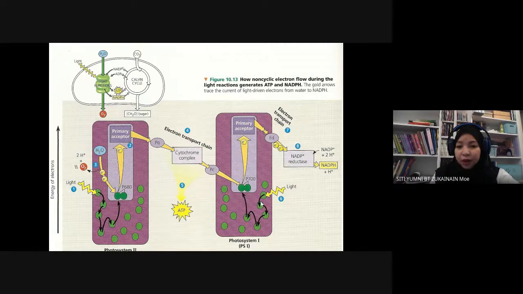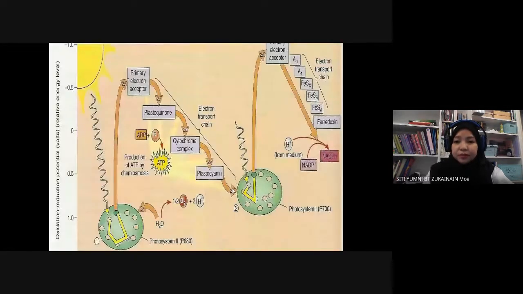While in photosystem 1, it's a cycle. It's a short circuit to produce ATP. When light strikes photosystem 1, chlorophyll A in photosystem 1 becomes excited and reaches the primary acceptor, and after that the electrons go to the ferredoxin, so that it will reach the cytochrome complex, again producing ATP, and via plastocyanin it returns back to P700 of photosystem 1.